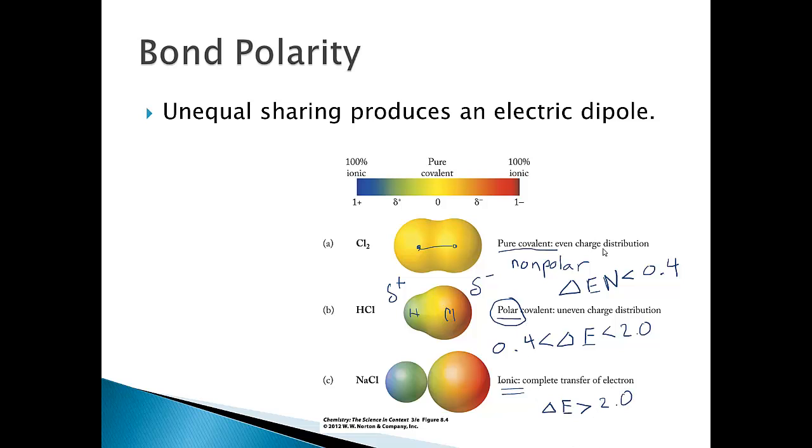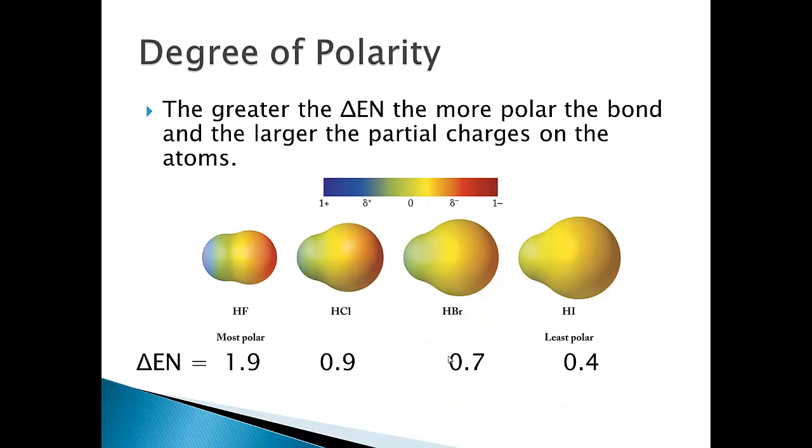So as we change that electronegativity difference, we change over from a purely perfect sharing situation to a very unequal sharing situation where we've essentially taken the electron and given it completely to the other atom. So we can talk about how polar a bond is. I describe this as the degree of polarity, and we can measure that by looking at the difference in electronegativity. It's just two numbers, so you just calculate their difference. The bigger that difference, the more polar the bond is, and the larger the partial charges will be on those atoms.